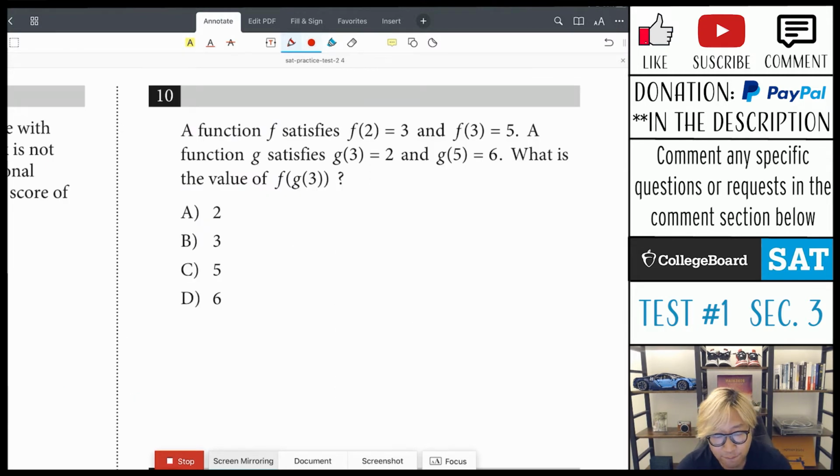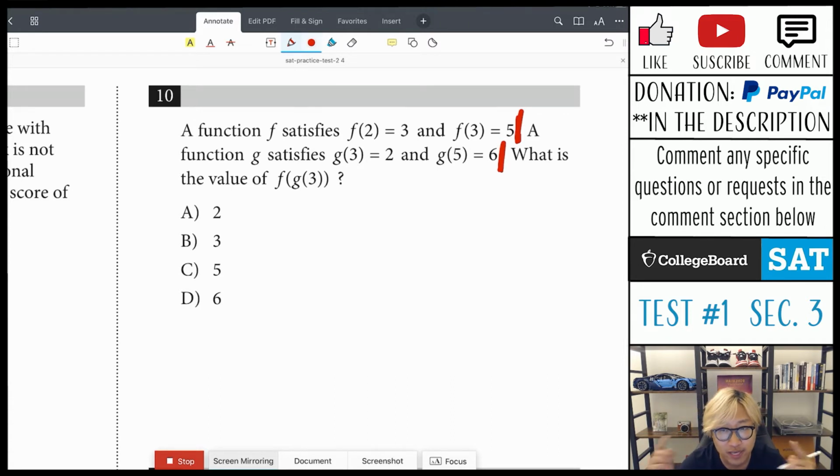Number 10, a function f satisfies f of 2 is 3 and f of 3 is 5. Whatever that means, I don't know. A function g satisfies g of 3 is 2, g of 5 is 6. Okay, whatever. What is the value of f of g of 3?